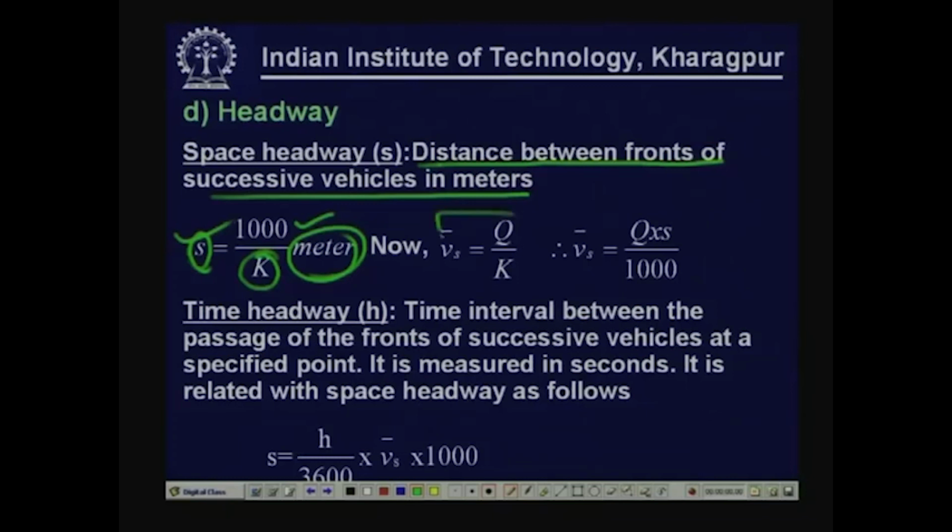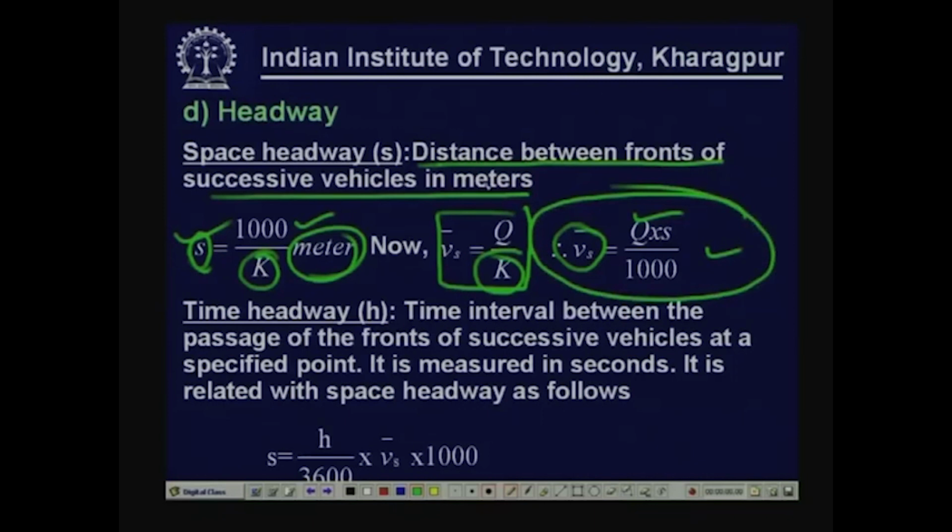Now, you have this relationship q equals k into Vs. That means flow equals speed into density. So, you can again express speed in terms of flow by replacing k by 1000 by s, and you can get this relationship. Similarly, the time headway is the time interval between the passage of the fronts of successive vehicles at a specified point. It is measured in second. So, space headway is measured in meter and time headway is measured in second.